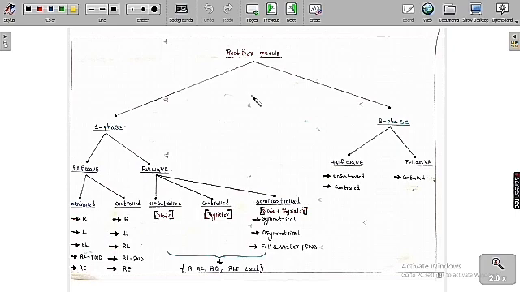So why waste more time? Let's get started. In this lecture, we are going to learn some of the important formulas of electronics.